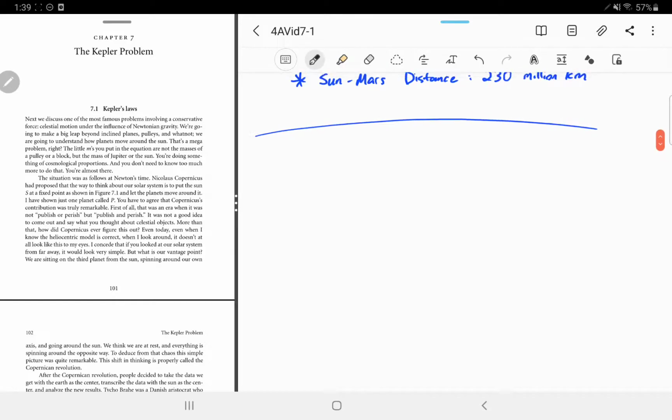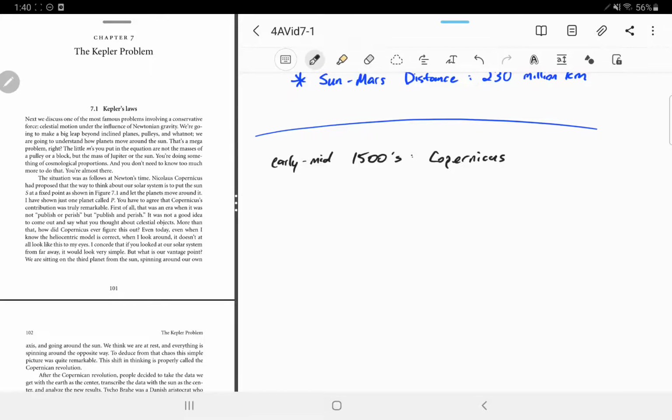Okay, so leading up to Kepler, in the early to mid 1500s was Copernicus. I don't know how to spell Copernicus. I think that's got to be close. So Copernicus and his heliocentric theory. So the fact that the Earth goes around the sun.